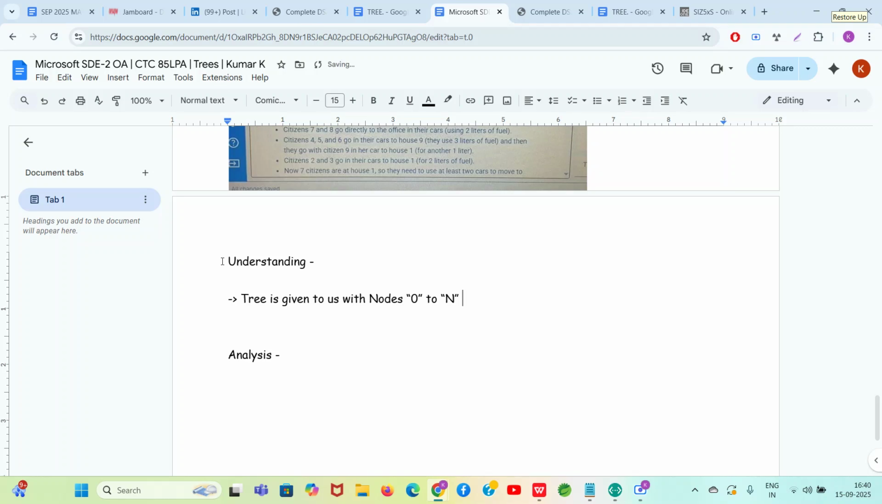So how many nodes do we have? We have n plus 1 nodes. What is a tree? You need to watch the prerequisite video, you'll understand. N plus 1 nodes and n edges exist in the tree.